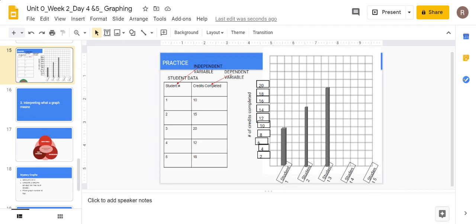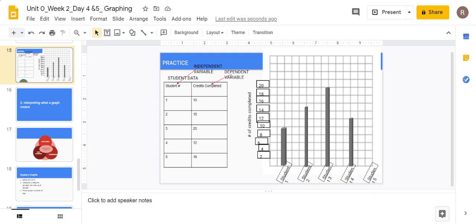Student number 4 has 12 credits. So I'm going to go up again. 2, 4, 6, 8, 10, 12. Done. Okay, again, just because I'm doing this on the computer, you could be doing this wherever you are with a piece of paper and pen. These could just be regular lines, okay?